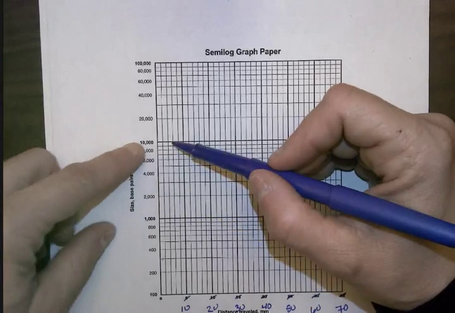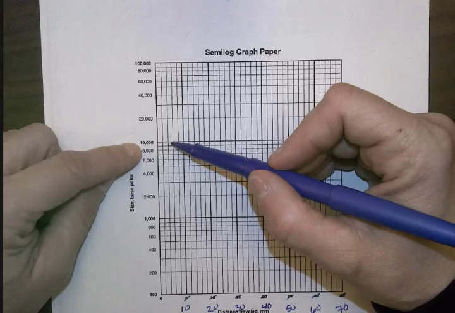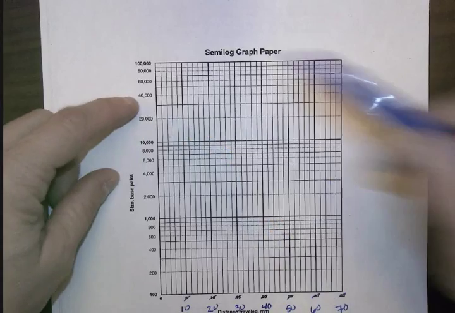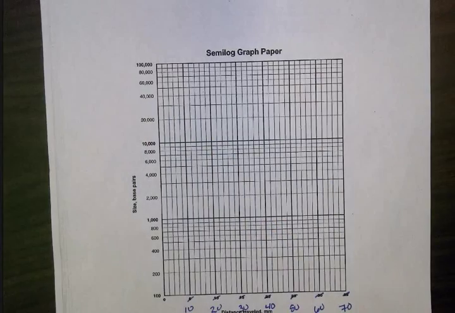Once I get to my next section, I'm going to count by 10,000s. So I've got 10,000, then 20,000, 30,000, and 40,000. And so it starts to squish everything together the farther up we go. All right, so our y-axis is going to represent the number of base pairs that we find in that fragment.